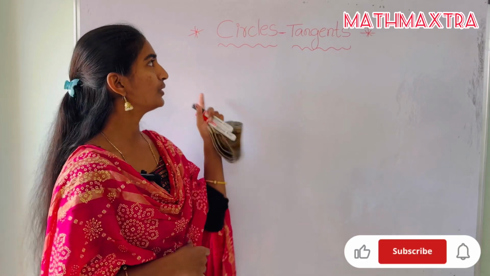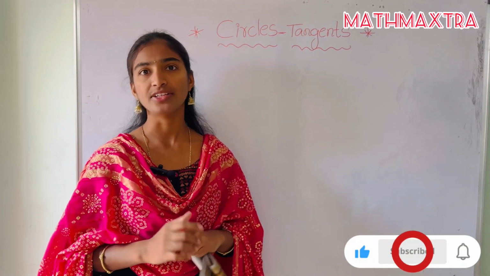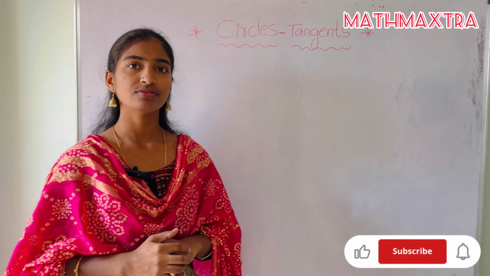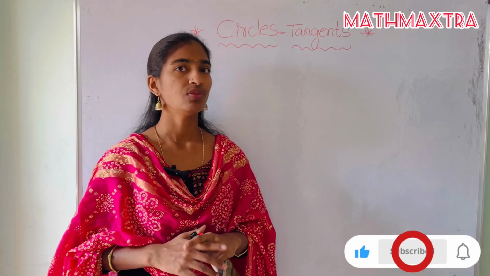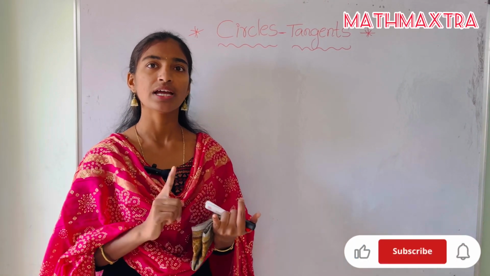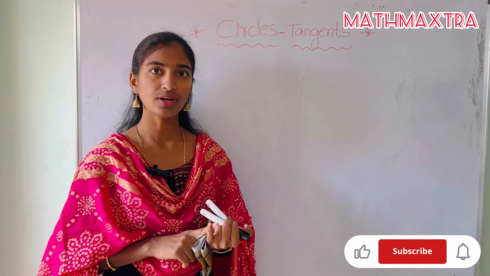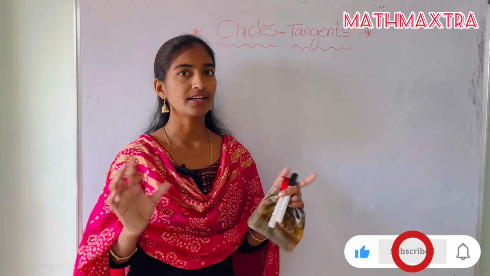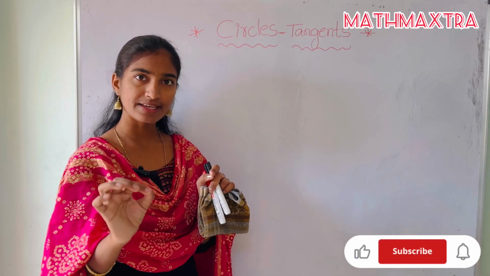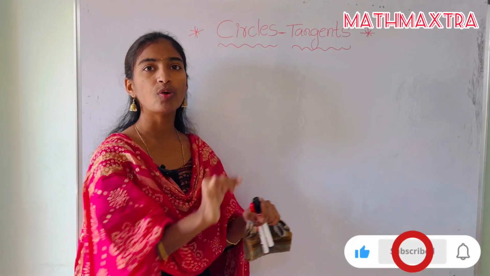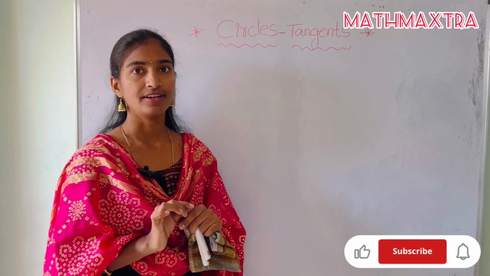Today we are going to learn circles and tangent topics. We have seen in the last class about chords, arc, segment, and sector. So what is a chord? A chord is nothing but a line segment joining any 2 points on a circle, isn't it?